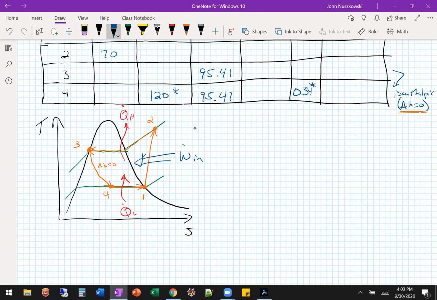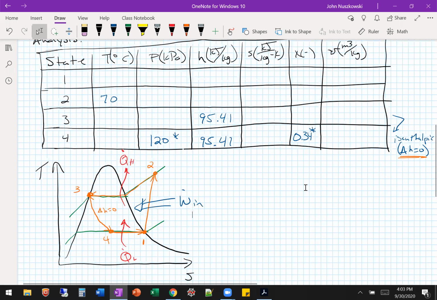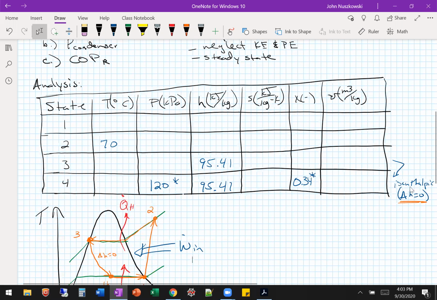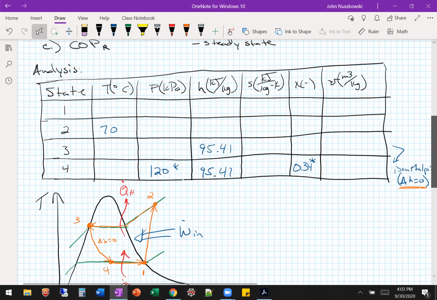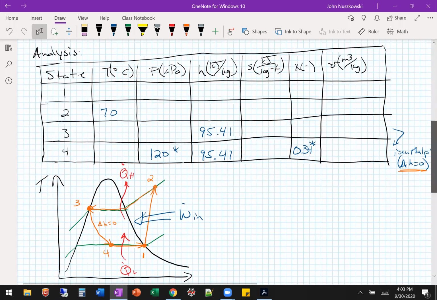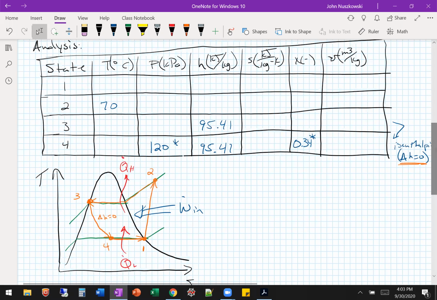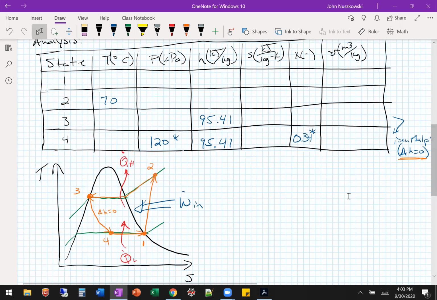All right, and then we have our compressor work in there. Okay, now we're doing our TS diagram, going around the diagram. All right, so we got our TS diagram. What else can we do from our diagram into our table now?